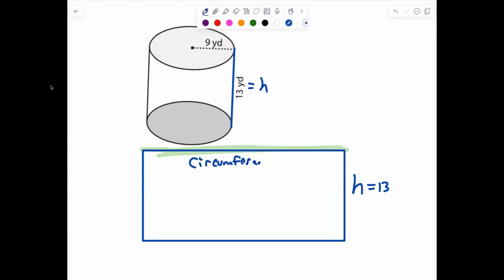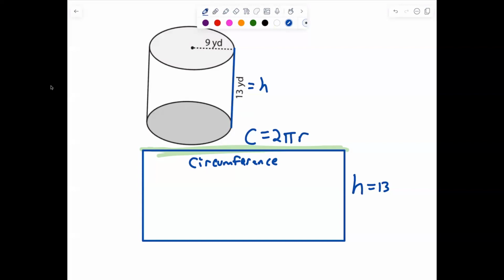Now, how do I find the circumference of a circle? Pi times. Oh, wait, it's pi times the radius times 2. Yeah, circumference is 2 pi r. All right.